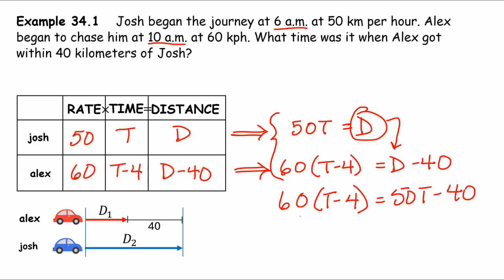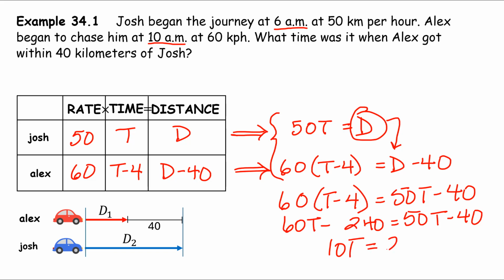Now I multiply: 60t minus 240 is equal to 50t minus 40. Move the t's to the left and the constants to the right. I'll have 10t is equal to 200. So t is going to be 20, and that is time. So that's hours, 20 hours. And if you look back at your table, that is Josh's time.